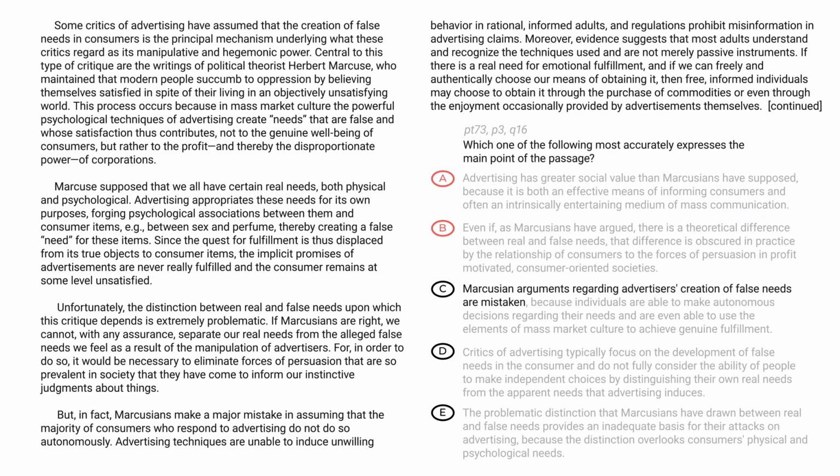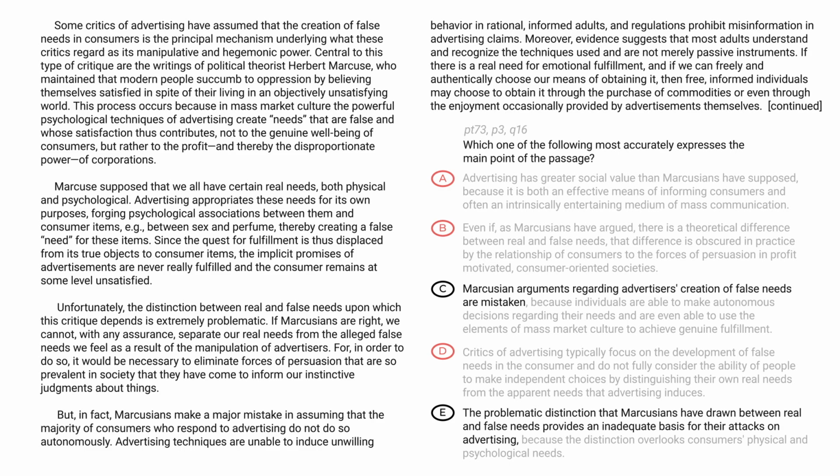C looks like a great main clause. Their arguments about advertising are wrong. D's main clause is broader than Marcusian's. It's about all critics of advertising. It's the only one of the four answers that doesn't specifically call out the main topic of Marcusians. E also sounds like a good main clause. Their problematic distinction provides a bad basis for attacking advertising.